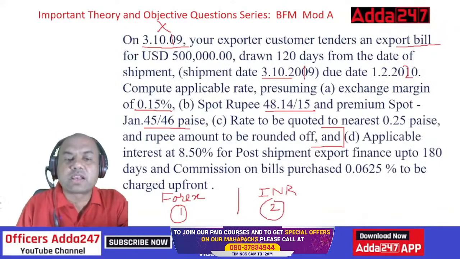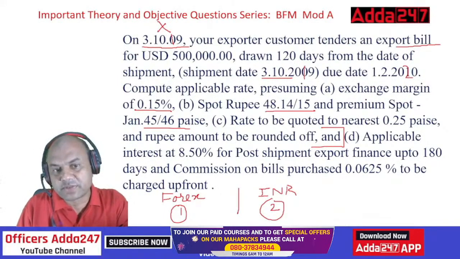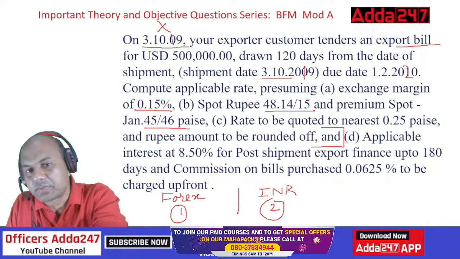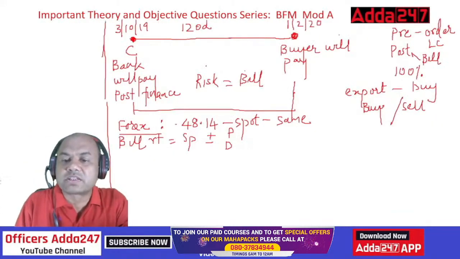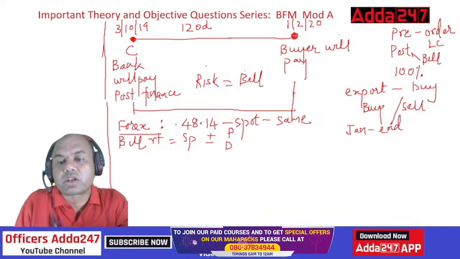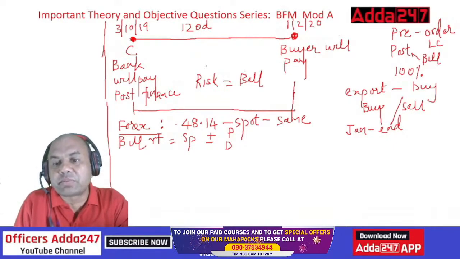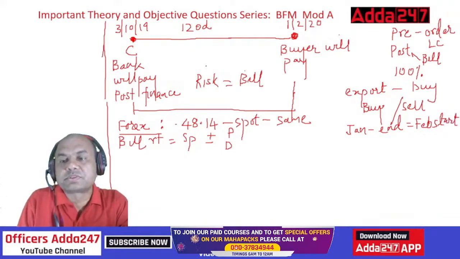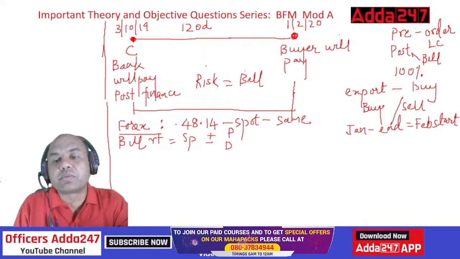So this January rate is given as 45.46. Now what is the January rate? January means January end. Always remember this. Whenever any rate is given as Jan rate, it means Jan end rate. Whatever is at the Jan end, the same will be applied to the February start. So I'll be using the February start rate.